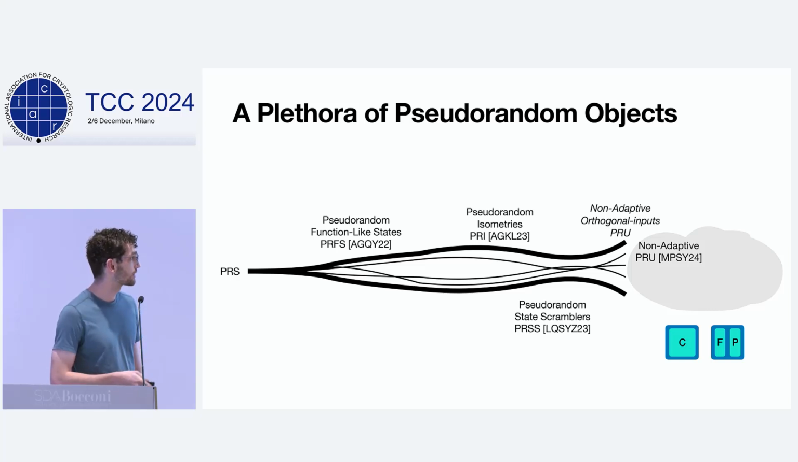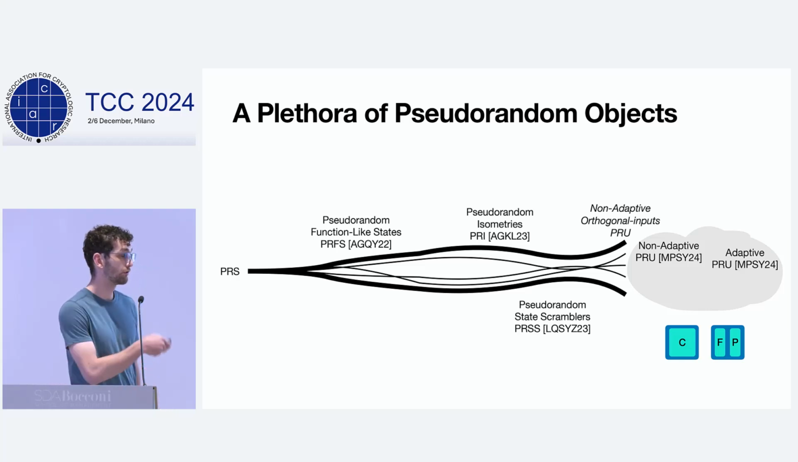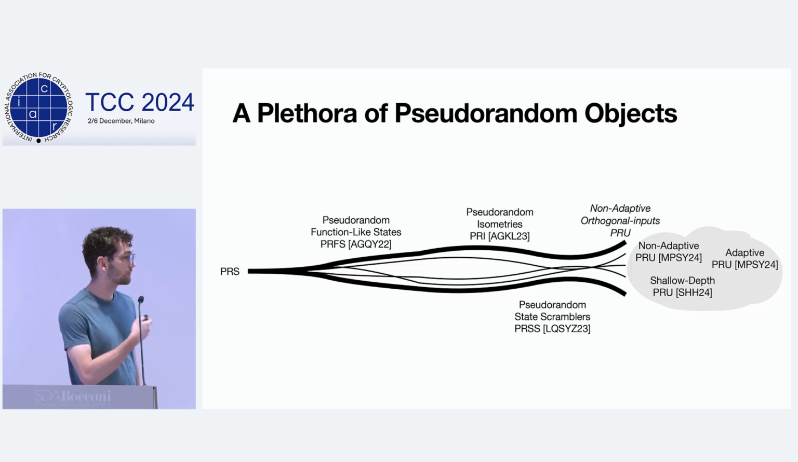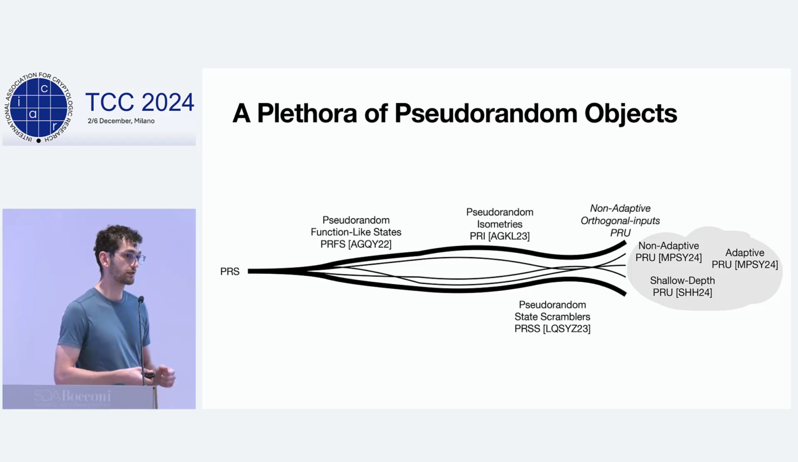But their security proof uses different techniques, and they are able to show non-adaptive security. Shortly after, they also showed adaptive security for the same construction. And subsequent works also constructed and proved the security for shallow depth PRUs and PRUs with access to the inverse of the matrix.